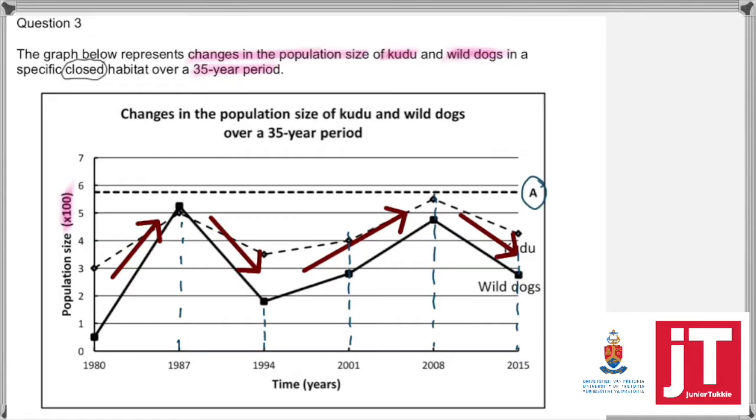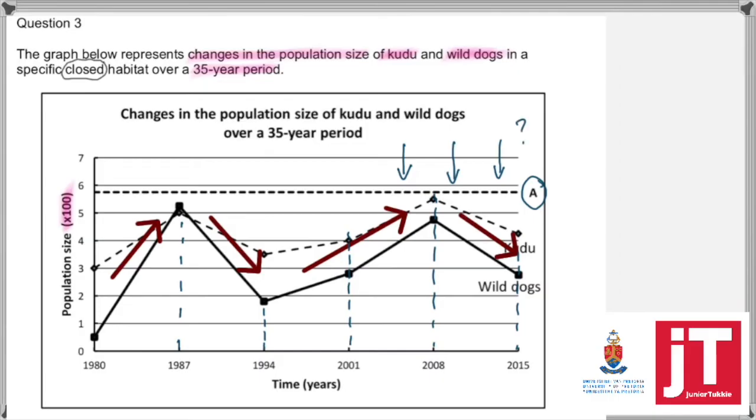You'll see here on the graph there is a point A, or level A, that is made known to us. What do you think this represents in the graph? You'll see that at no point do the populations' numbers exceed this dotted line. So this automatically tells me that what we're looking at here is the environmental carrying capacity of the environment in which we find both the kudu and the wild dogs.